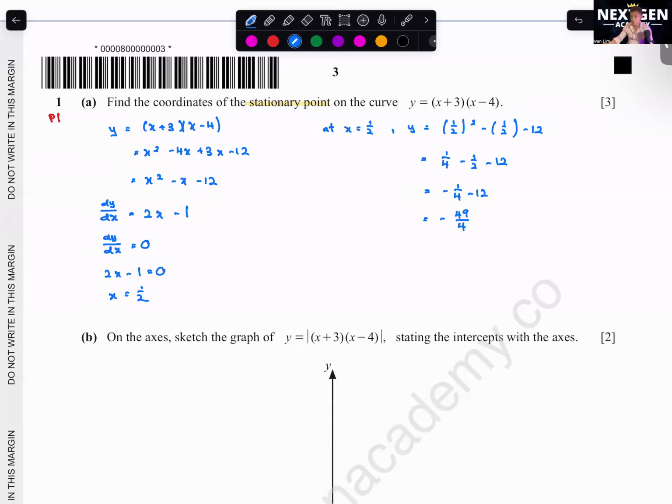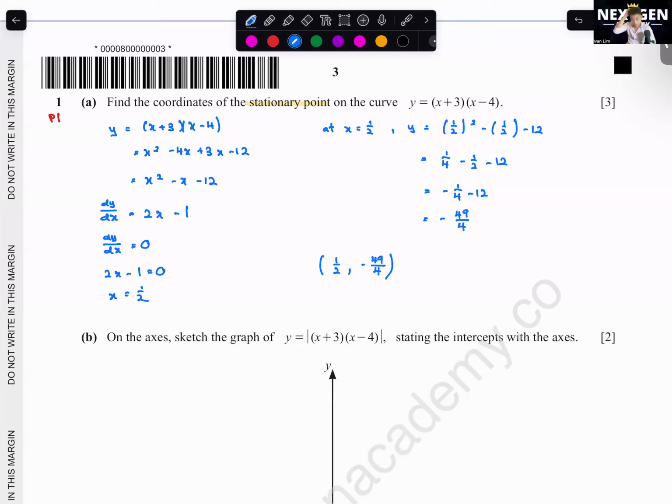So just try your best to always do these types of questions without calculator. Your final answer, you don't leave it like this. You write it in bracket form: (1/2, -49/4). Just to be safe.